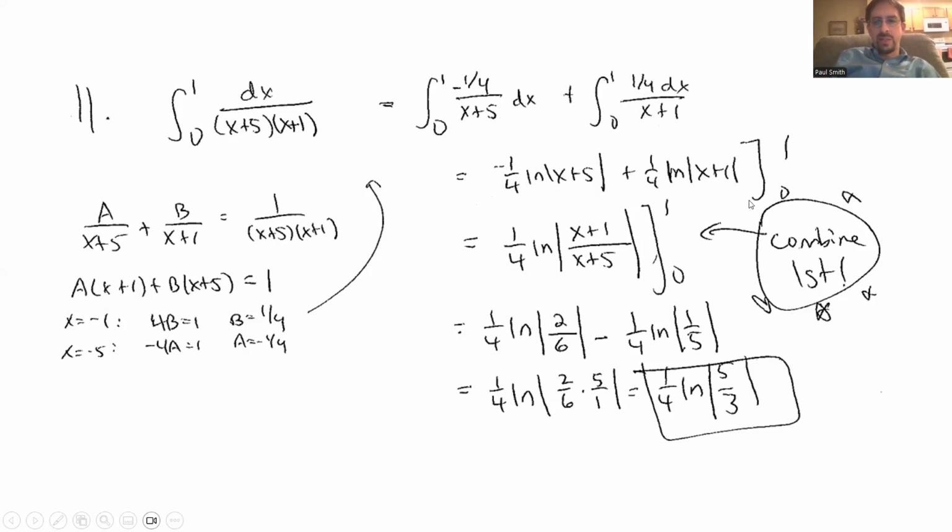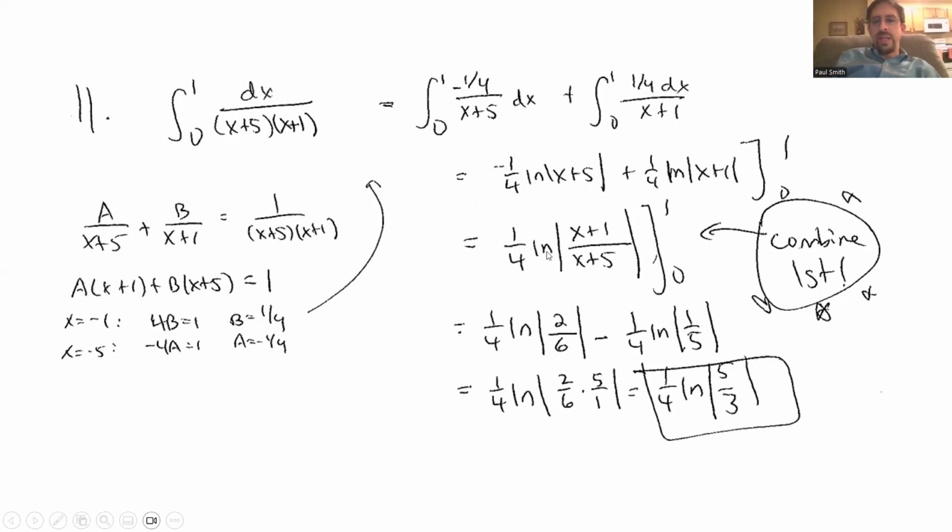When we integrate, just like before, we get -1/4 natural log of absolute value of x plus 5, plus 1/4 natural log of the absolute value of x plus 1. If I pull out a 1/4, and then I notice that I have a negative here, which will throw this x plus 5 into the denominator, this will simplify into 1/4 natural log of absolute value of x plus 1 over x plus 5, which we want to evaluate from 0 to 1.